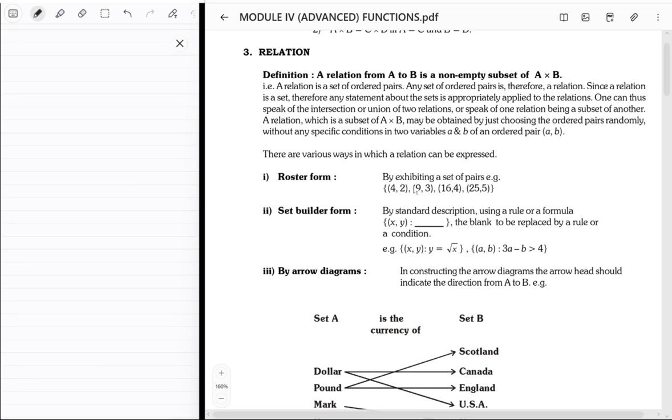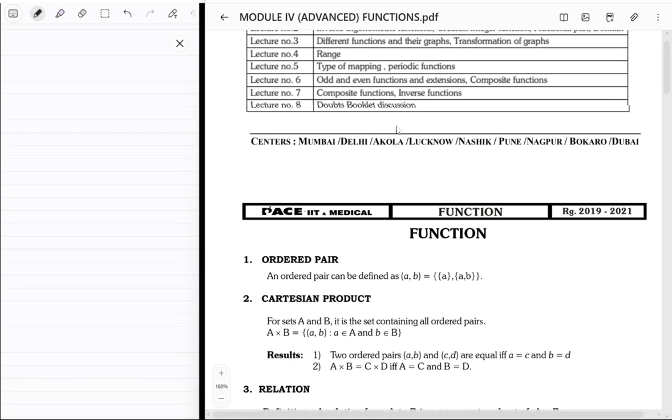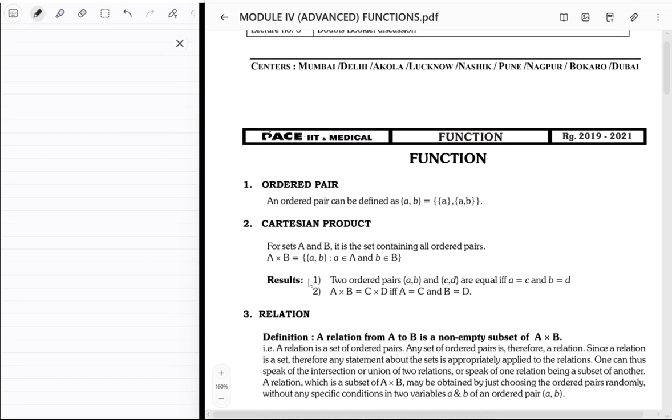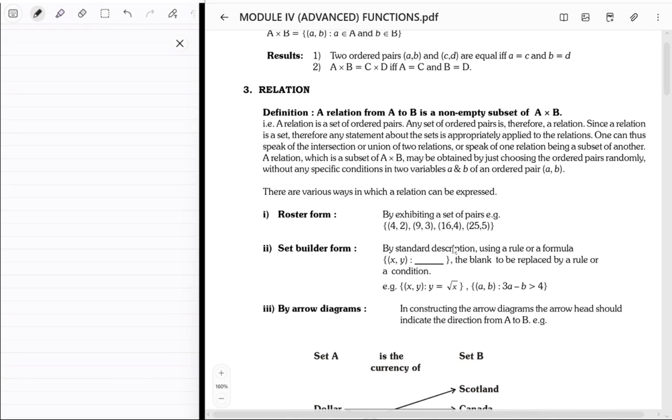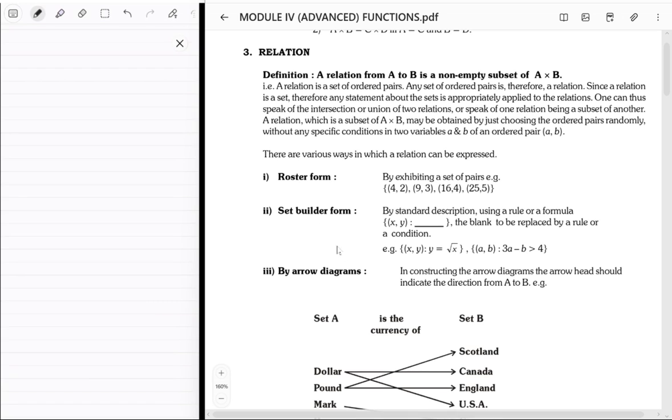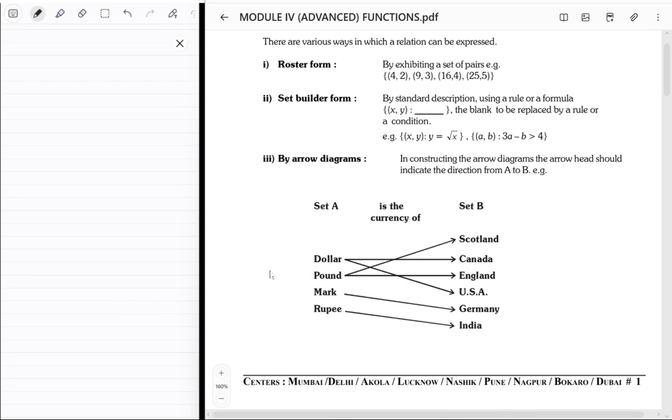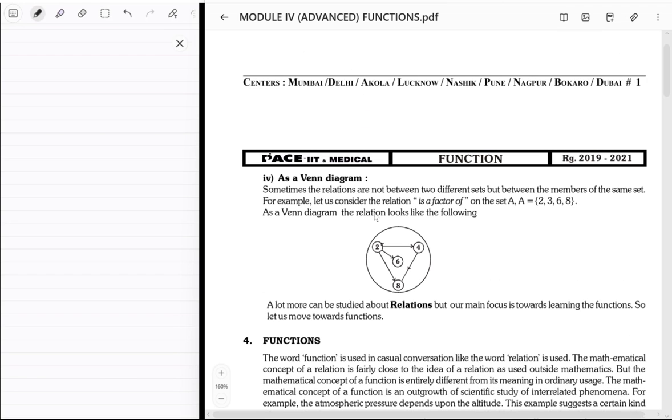Okay, roster form by exhibiting a set of pairs. Makes sense. Set builder form by standard description using a rule or formula. Right, just like we saw in here. All right. By arrow diagrams. Yeah, there's also another way. Okay, cool. As a Venn diagram. Okay, this is new. I have never seen that.